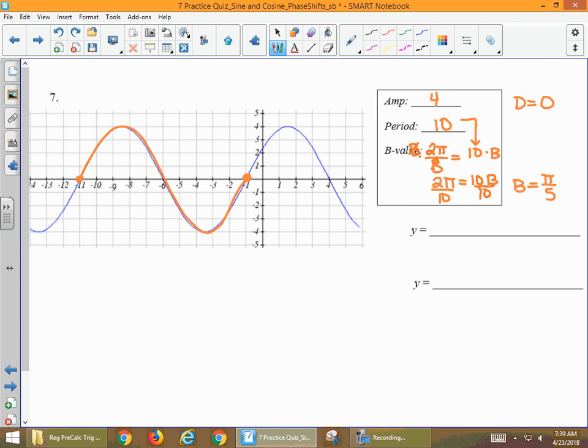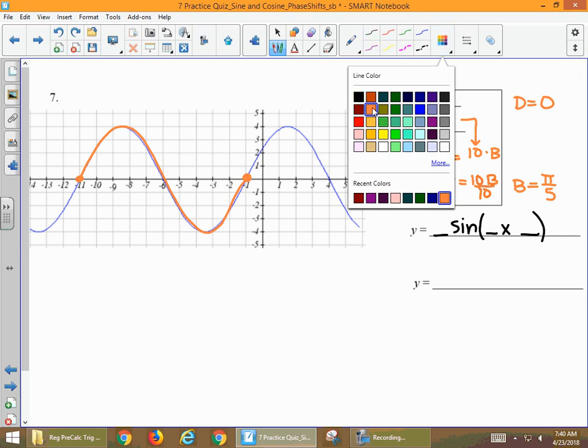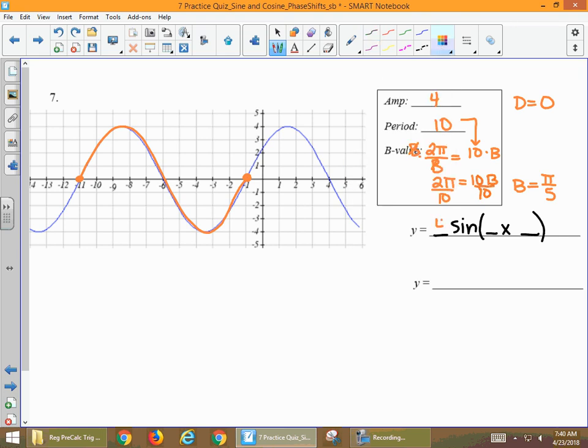Okay, we are going to have a phase shift for both graphs. Since on my y-axis I'm not crossing the midline or starting at a max or min, I need a phase shift for both. So I'm going to go ahead and make a fill in the blank for sine. And we don't have a vertical displacement for either. And start filling in my blank. So we said amplitude is 4, B is pi over 5, and D is 0. So you can put +0 there on the very end, or you can just leave it. And let's find our C value.